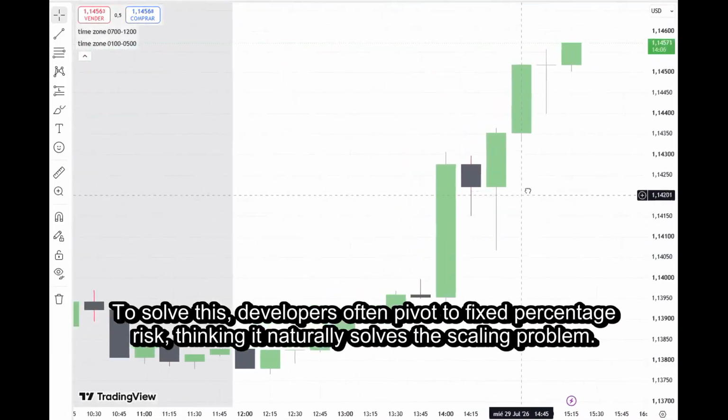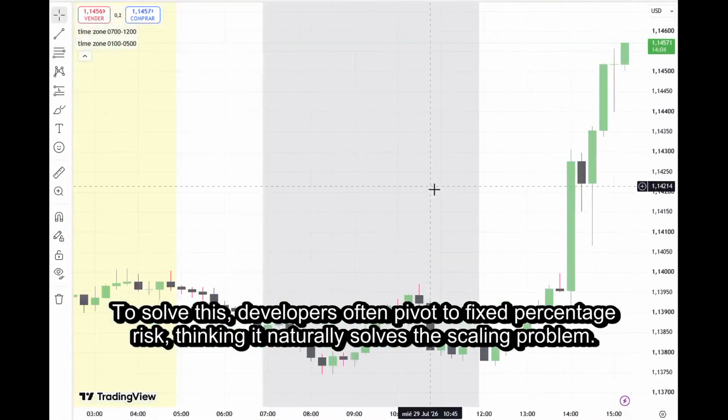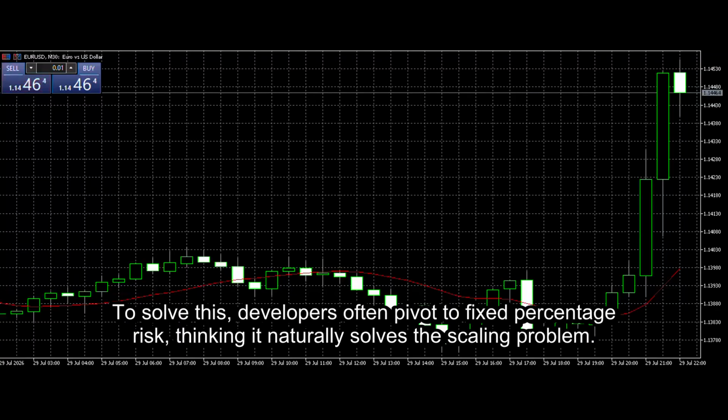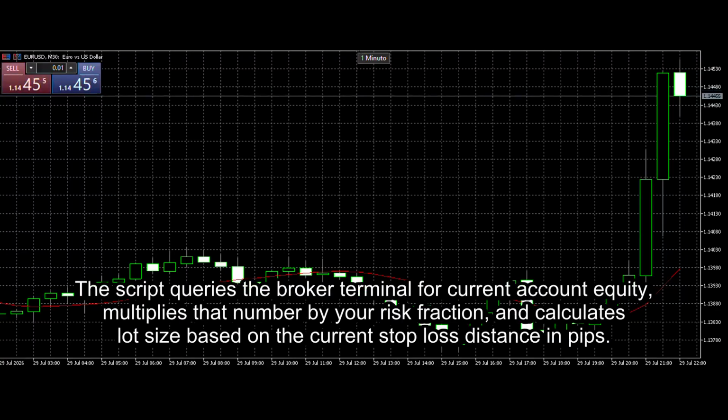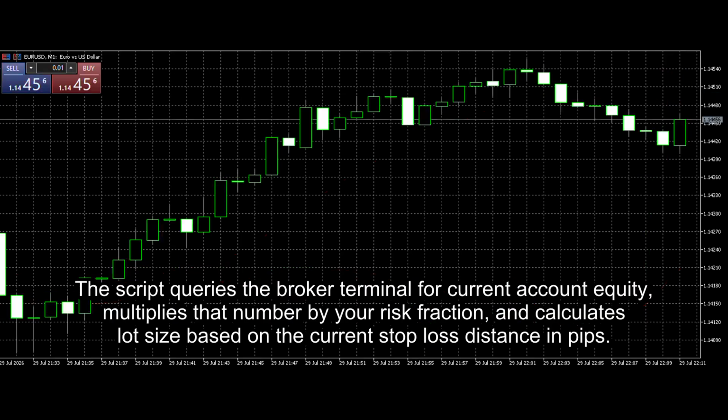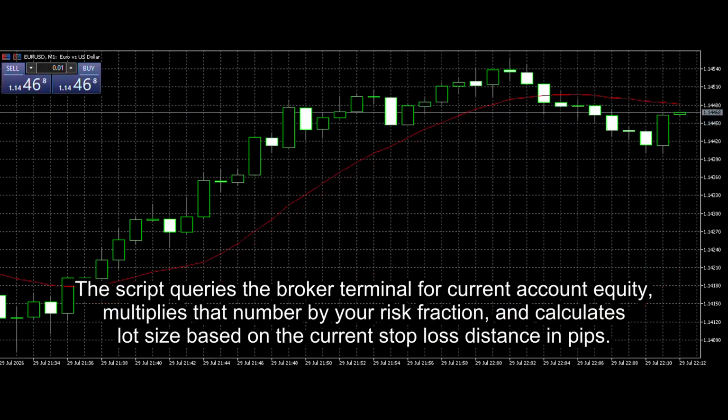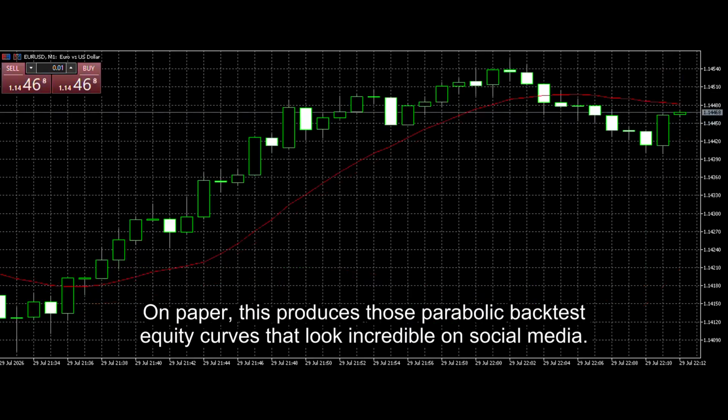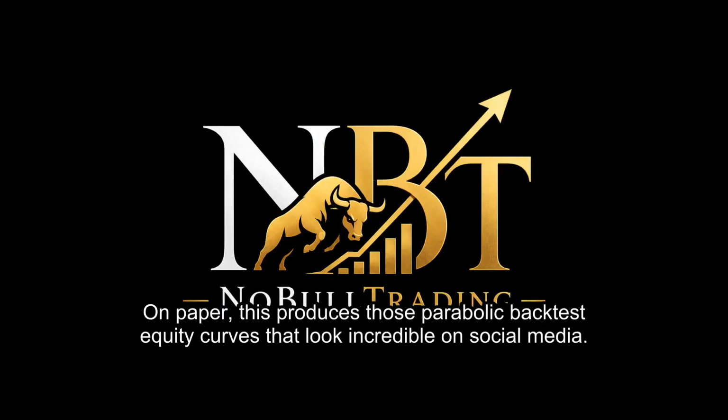To solve this, developers often pivot to fixed percentage risk, thinking it naturally solves the scaling problem. The script queries the broker terminal for current account equity, multiplies that number by your risk fraction, and calculates lot size based on the current stop-loss distance in pips. On paper, this produces those parabolic backtest equity curves that look incredible on social media.